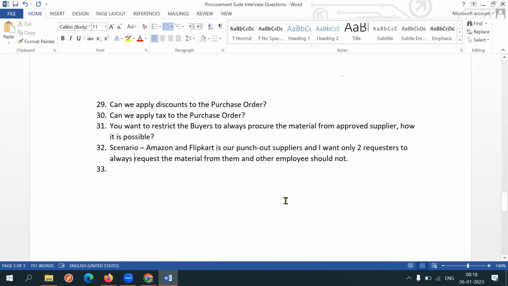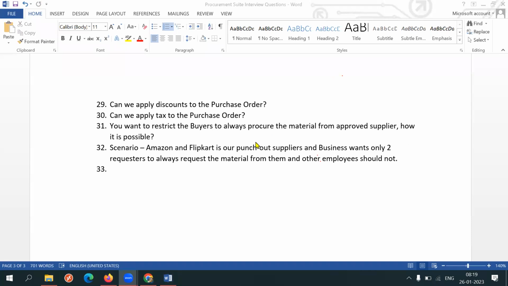Amazon and Flipkart are punch out suppliers, and maybe the business wants only to request the material from them, and other employees should not. What is the answer? Content zone. Very good. Answer is content zone, and that's it.